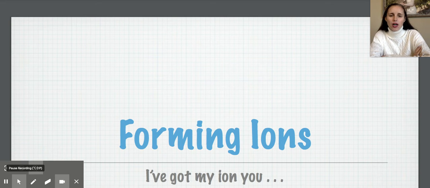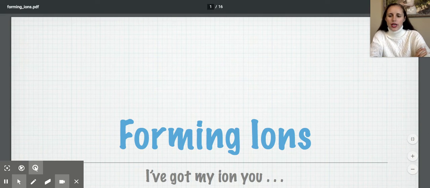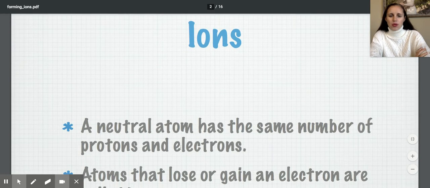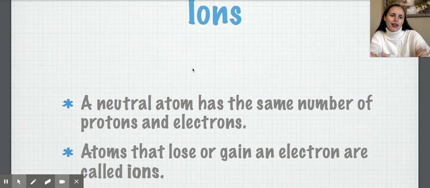We're going to continue on with our grade 9 review. So today we are going to be looking at forming ions. Before we look at forming ions, let's take a look at what an ion actually is and how it's different than what we've been looking at.